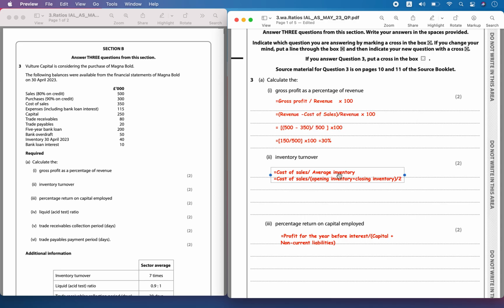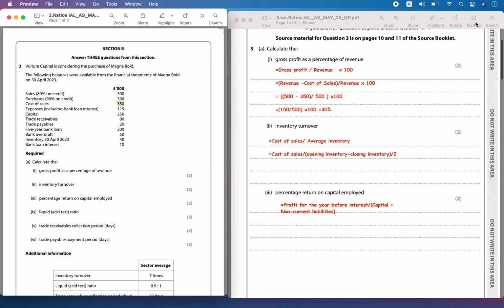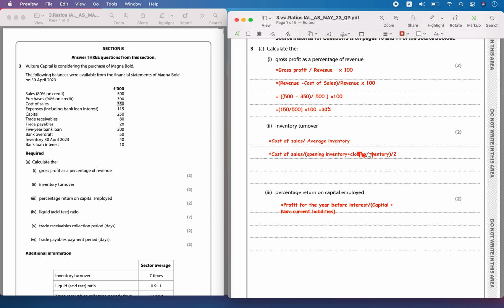Next we have the inventory turnover. The formula is cost of sales divided by average inventory. The average inventory is equal to opening inventory plus closing inventory, divided by 2. This is the formula we have. Now we know that the closing inventory given is 40, and the cost of sales is given as 350. So let's calculate the opening inventory.